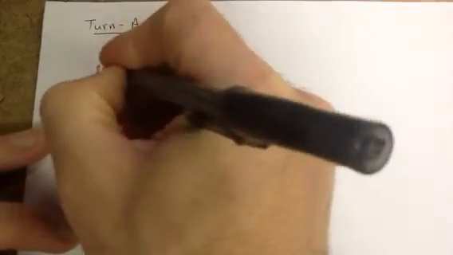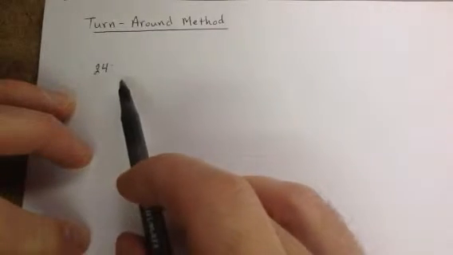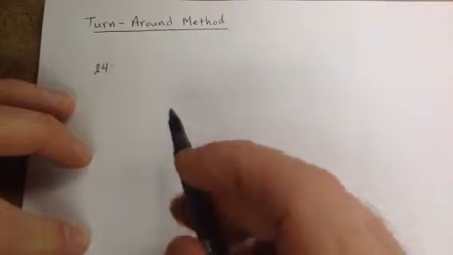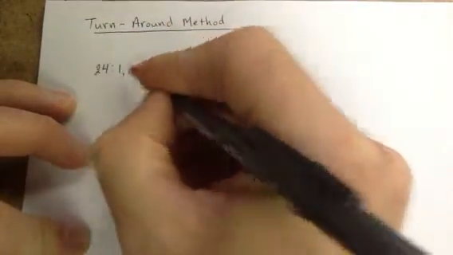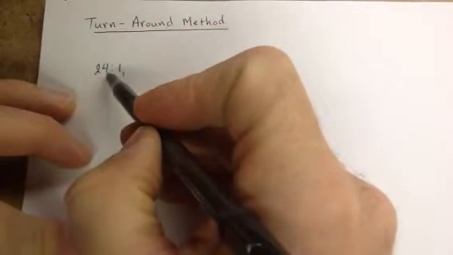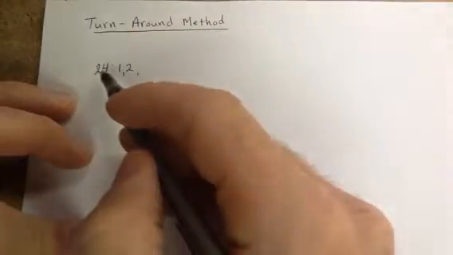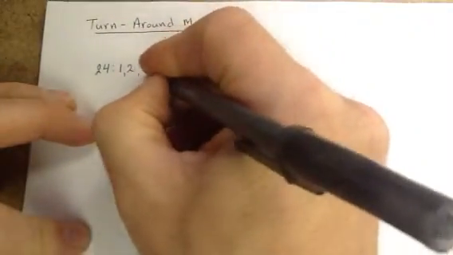Let's start with the term 24. All I'm going to do is start listing its factors starting with 1. So I ask myself, will 1 go into 24? Yes, 1 goes into all numbers. How about 2? Well, 24 is even, so 2 will go into it. 3? Well, 2 plus 4 is 6. 3 goes into 6, so 3 will go into 24.